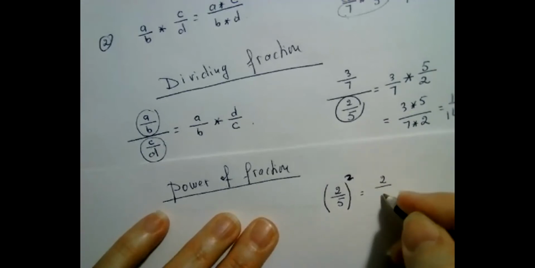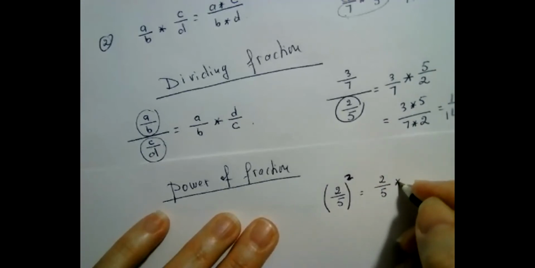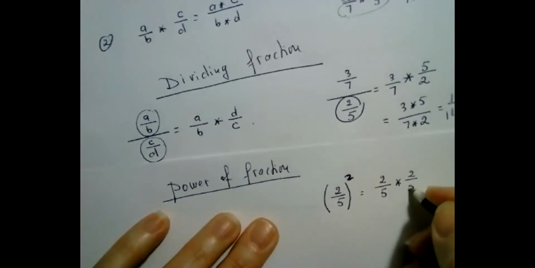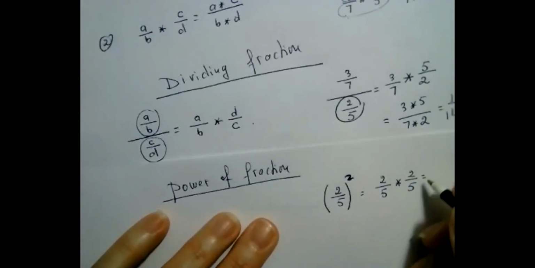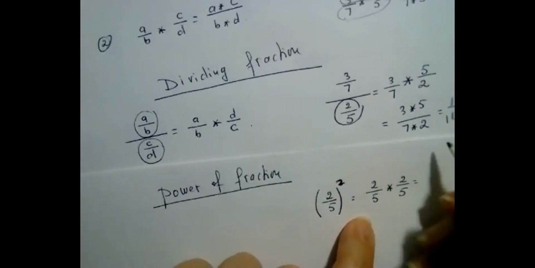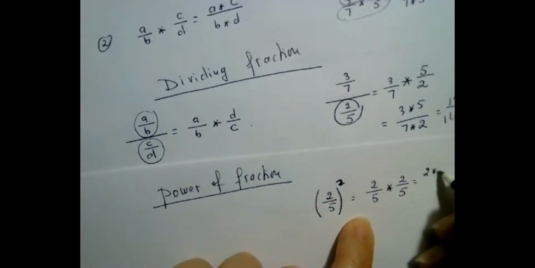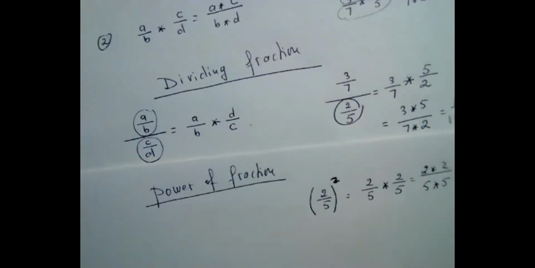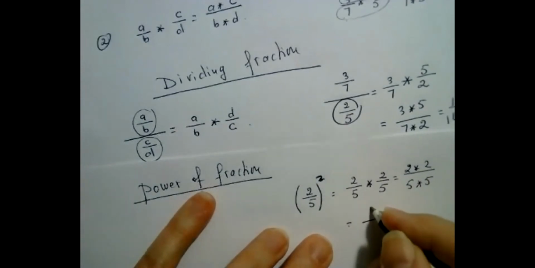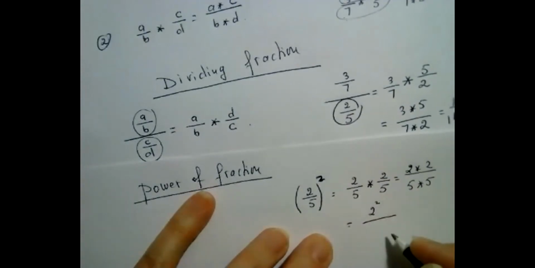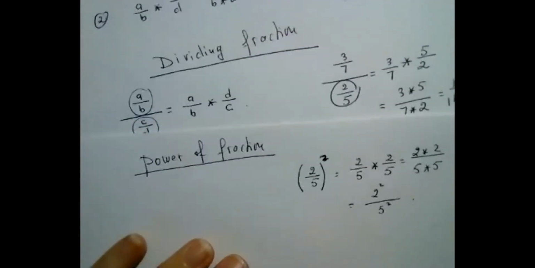It means 2/5 multiplied by 2/5. Well, it's equal to what? Now, how do you multiply this? It's 2 times 2 over 5 times 5. Now I know it's 4, but I'm not going to write it as 4. I'm going to write it as 2 times 2, which is 2 squared over 5 squared.